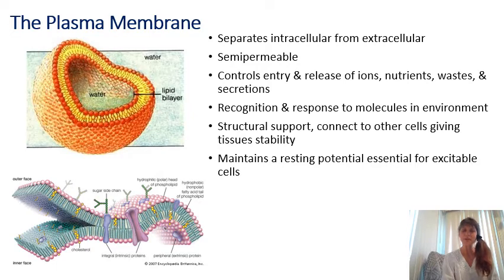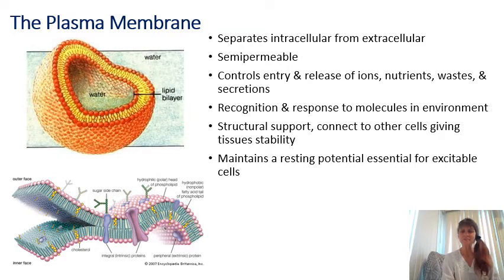The plasma membrane is referred to as a semi-permeable membrane, and that means that some things can pass through and other things cannot. This controls the entry and exit of different things like ions, nutrients, waste, and secretions. Recognition and response to molecules internally and externally can be regulated by the plasma membrane. The plasma membrane also lends structural support and connects cells to other cells, giving our tissues stability.